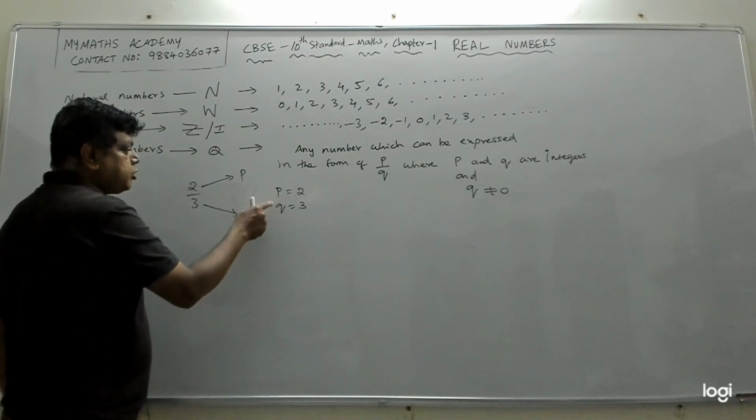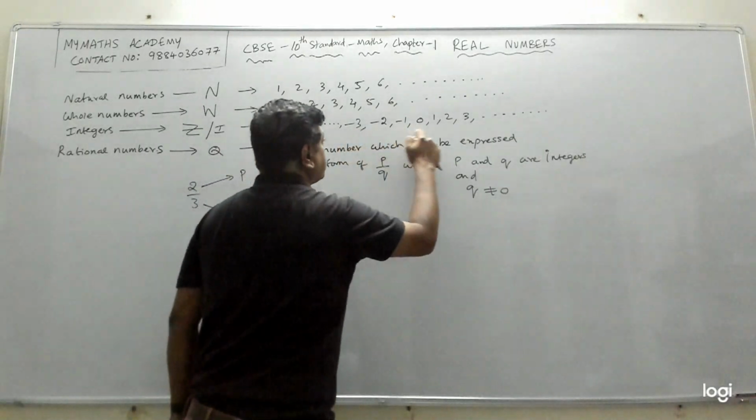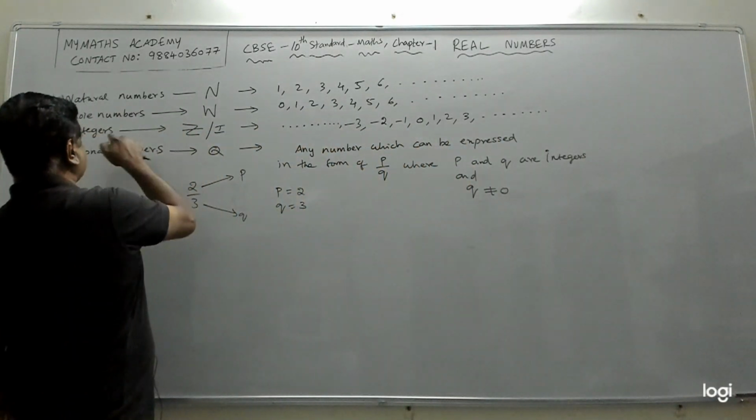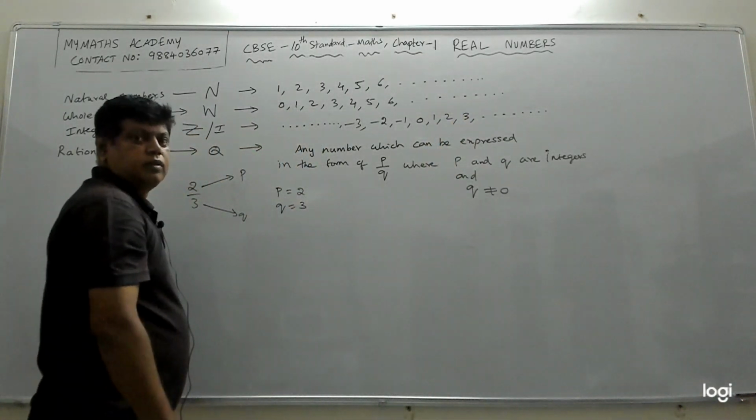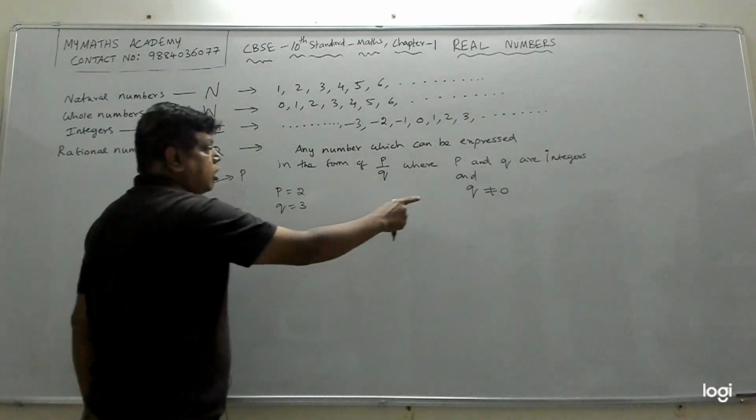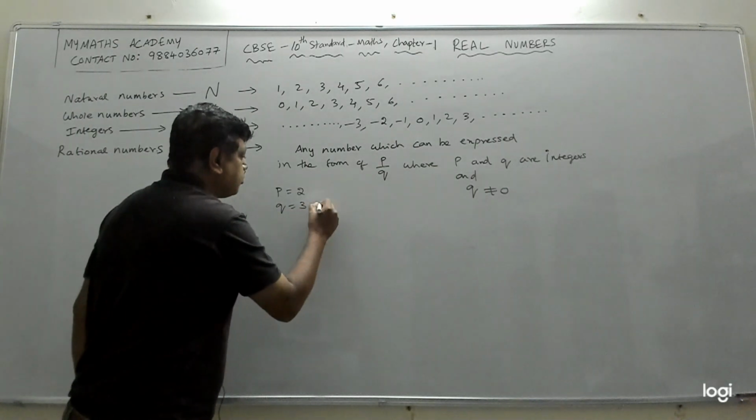Now, are these two integers? P and Q are integers, which means 2 and 3, do they belong to this set of integers? Do we have 2 and 3 here? Yes, 2 is there, 3 is there. So, they are integers. And Q should not be equal to 0. Q is 3, which is not equal to 0.